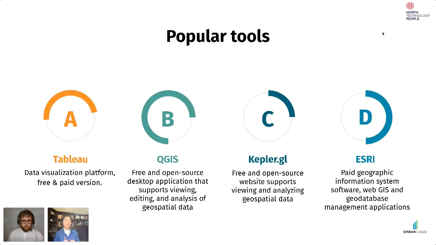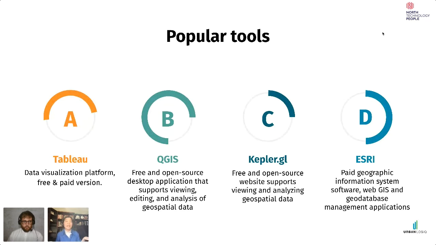The third one is Kepler.gl. This is a tool created by Uber, and it is also free and open source, but it's a website. So you don't have to install anything. You just go into Kepler.gl, drop your geospatial data there, and plot it on the map. It has a lot of tools to support viewing and analyzing geospatial data. It's really interesting, really good. I'll have a quick demo right after this to show the potential of Kepler.gl.